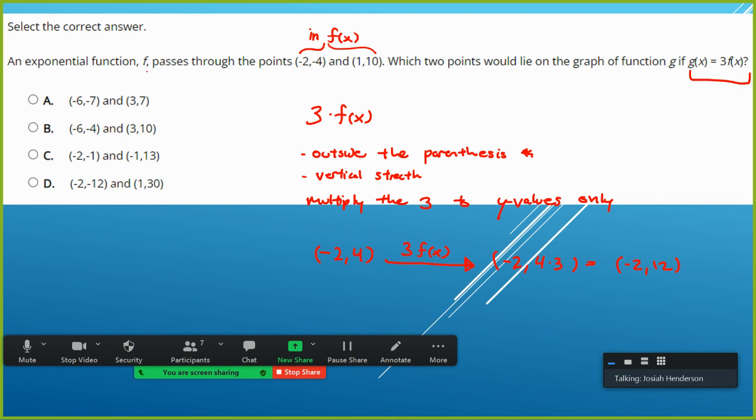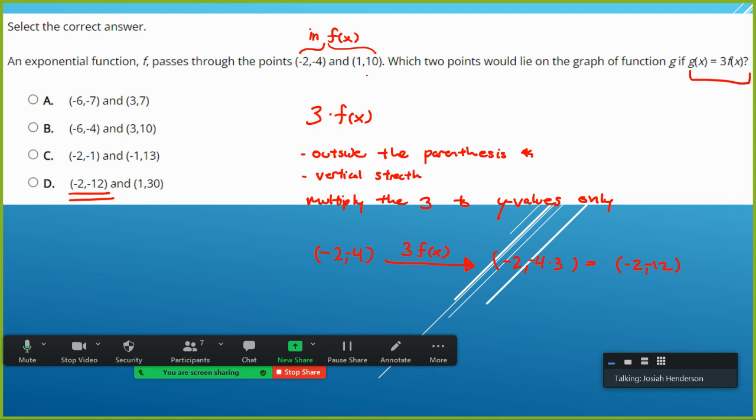A quick scan of our options, there's only one there that has that point available. Looks like D because of this right here. -2. Oh, I made a mistake. It was supposed to be a -4. But that's correct. So -4 times 3 would give us -12. And there's that point. Let's check the 1, comma 30 and make sure it's working there too.